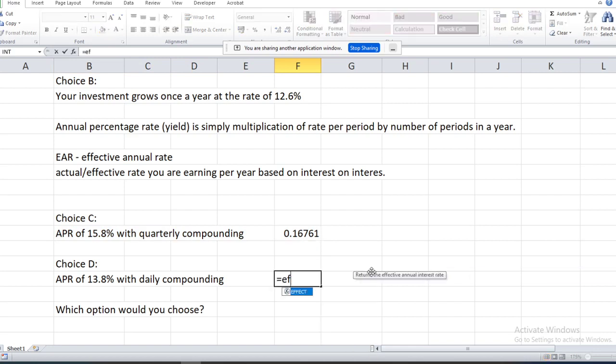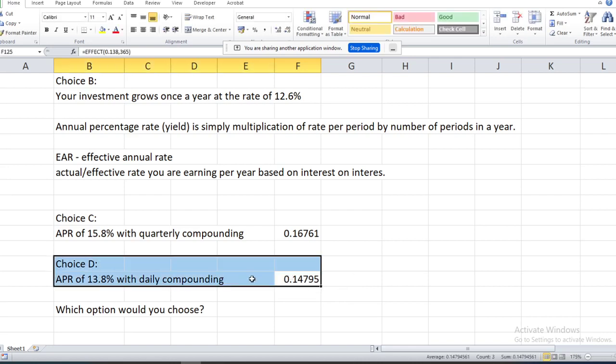How about choice D? So again, equals EFFECT, open the brackets, and nominal is 13.8, so 0.138. Here we have daily compounding. So NPERY in 1 year, how many days? 365. Close the brackets, hit enter. Well, yeah, here choice D is still smaller.